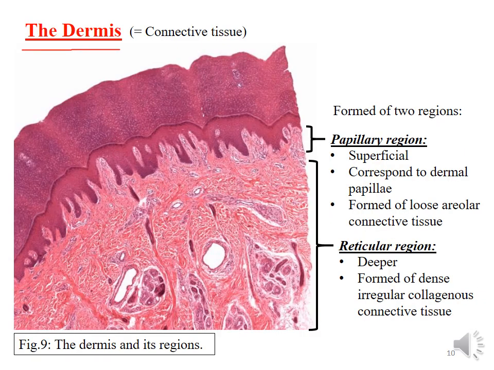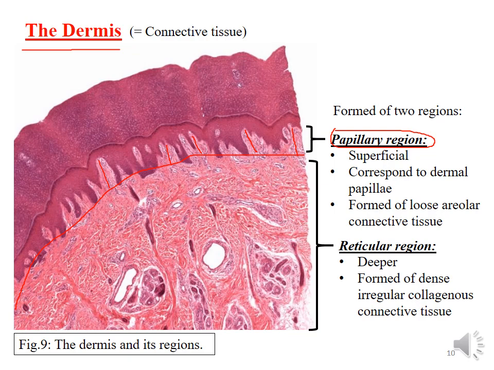Now the dermis, the connective tissue part of the skin. The dermis is formed of 2 regions. The papillary region, this is the most superficial part. It corresponds to the dermal papillae. So this is the general area of the papillary region. All this is papillary dermis. It's formed of loose areolar connective tissue.